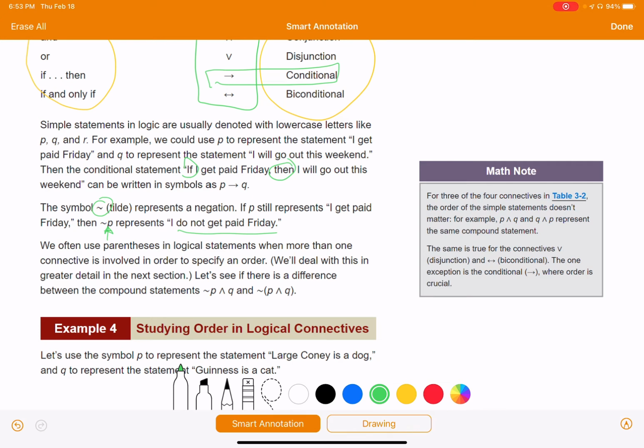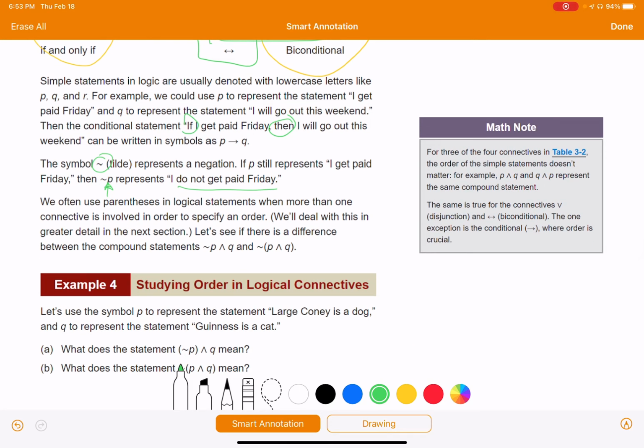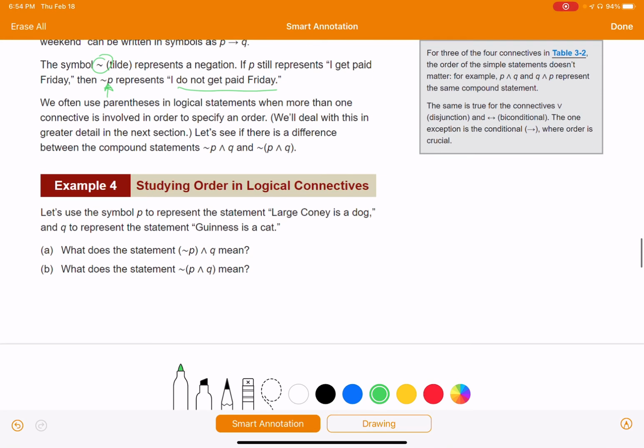We often use parentheses in logical statements when more than one connective is involved in order to specify an order. Right now we're just going to focus on writing out these compound statements. So let's use the symbol P to represent the statement Large Coney is a dog, and Q to represent the statement Guinness is a cat.